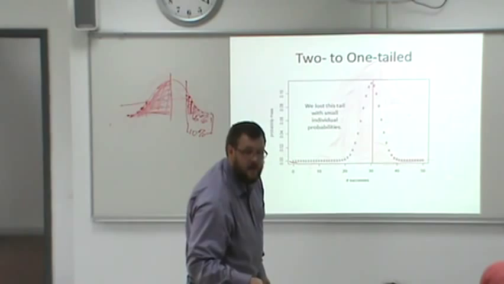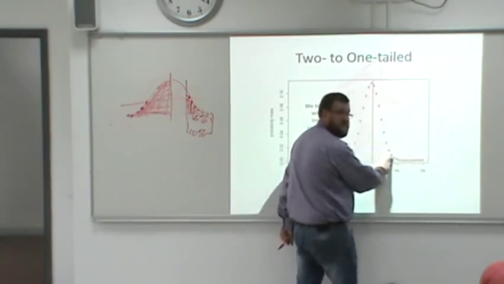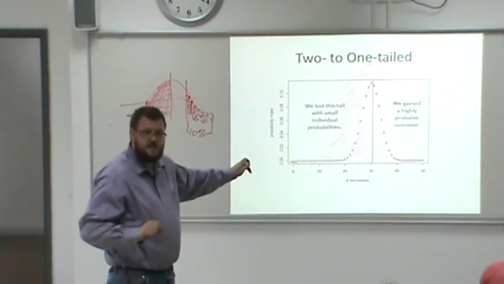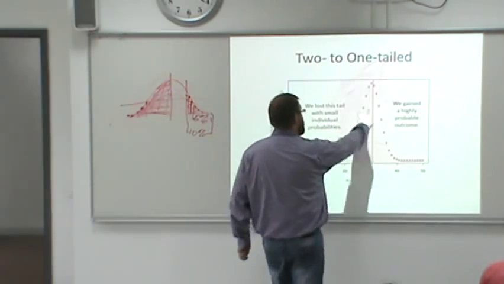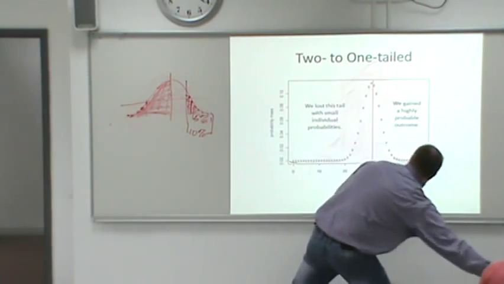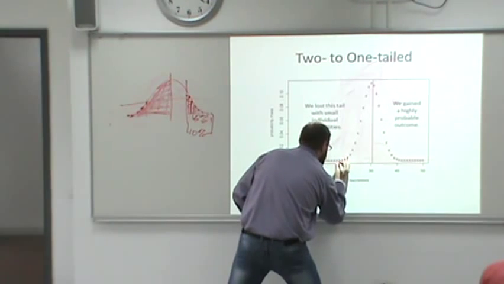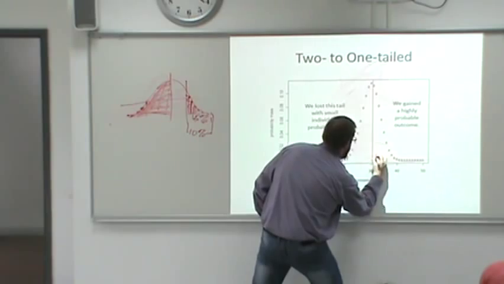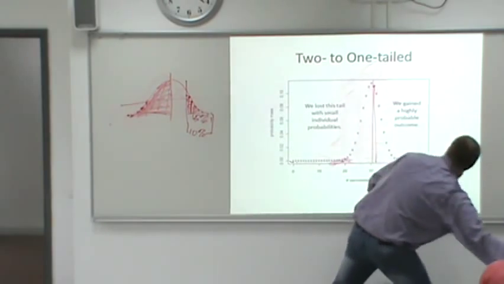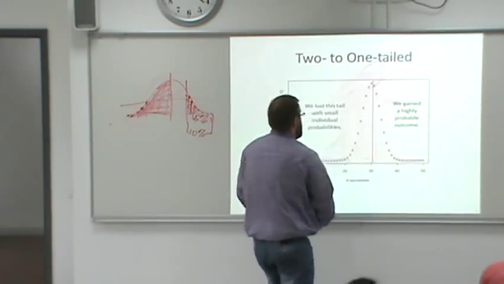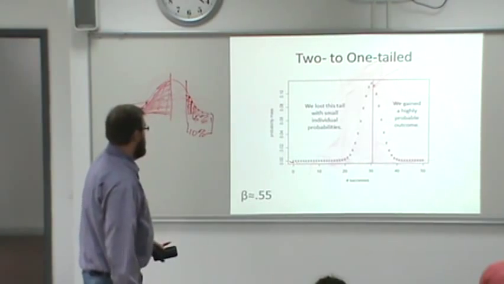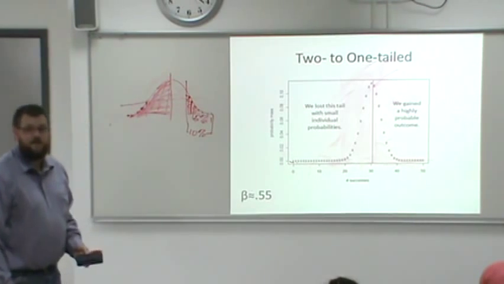We're going to add up everything that's on this side to get the p-value. So we lost the tail with tiny, small, individual probabilities, but we gained a very highly probable outcome, right? If you summed up the heights of each of these and added them all together, it would go up to there. So we're taking all of this alpha and putting it over here. So what effect does this have? Let's add them up. So beta now is equal to 0.55.